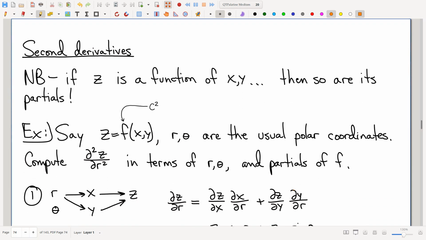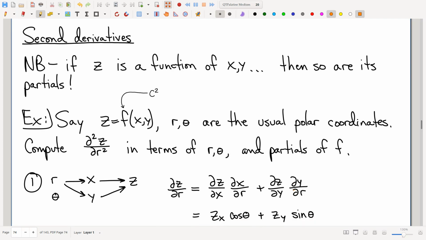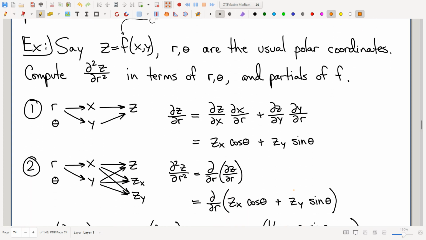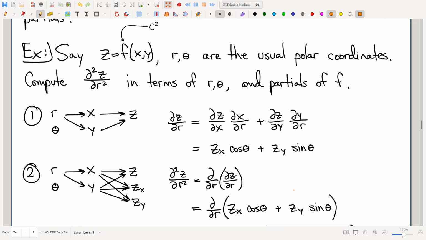Okay, so let's see here. How do you do second derivatives? We're not going to have time to get through this example, but I want to hit some highlights. This is, I think, best addressed by just seeing it in action. And here are the big headlines of how to do second derivatives with the chain rule.